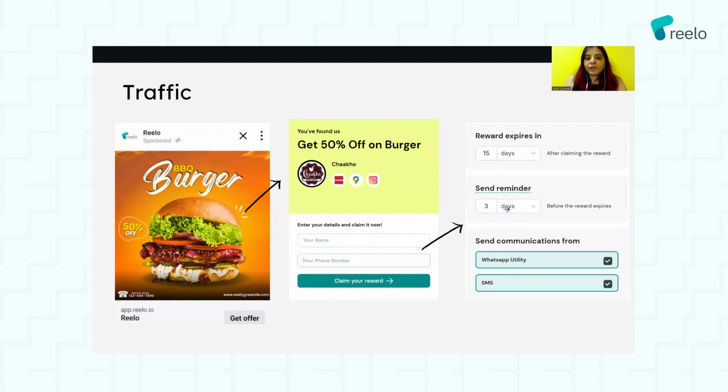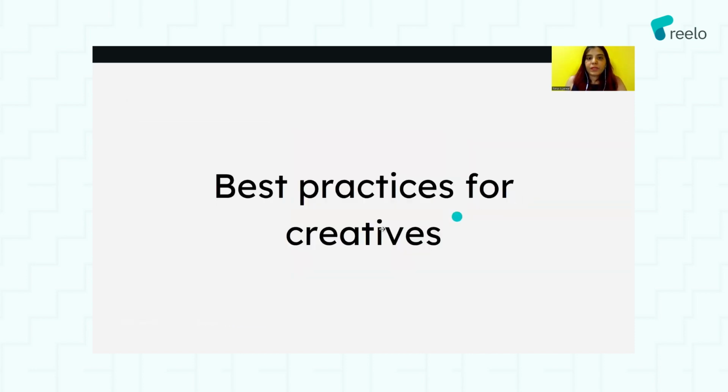So let's say if 1st of May is when I claim the offer, and 15th of May is when the offer is expiring, and it's 3 days before. So on 12th of May, I will receive automatically a message that, hey, Rima, you have an offer that is expiring in next 3 days. Visit us soon to claim the offer. So this is how you can collect data, and you can also reach out to those people whose data you have collected later on via WhatsApp and SMS.